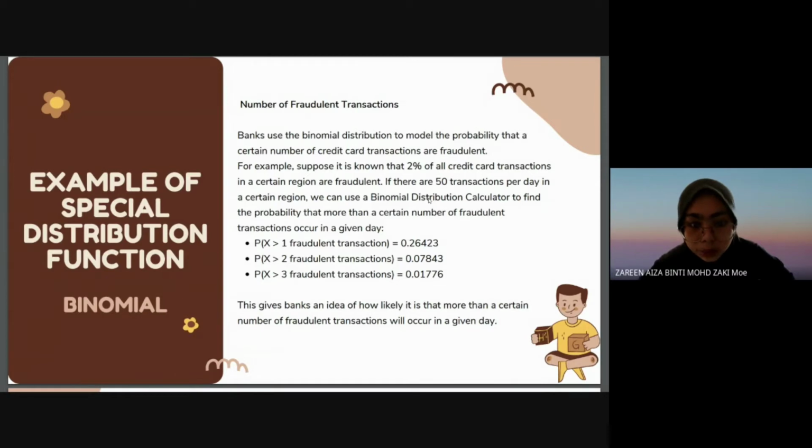For example, the probability of more than one fraudulent transaction is 0.26423. The probability of more than 2 fraudulent transactions is 0.07843, and the probability of more than 3 fraudulent transactions is 0.01773. This gives banks an idea of how likely it is that more than a certain number of fraudulent transactions will occur in a day.